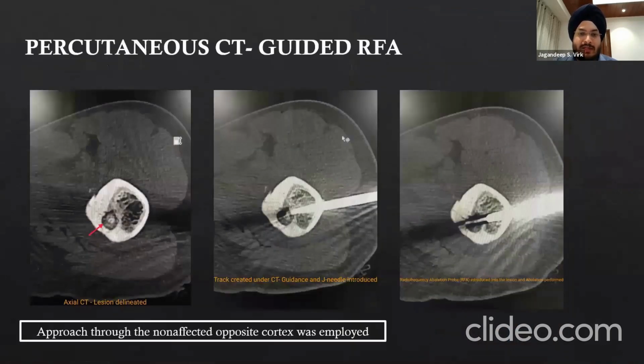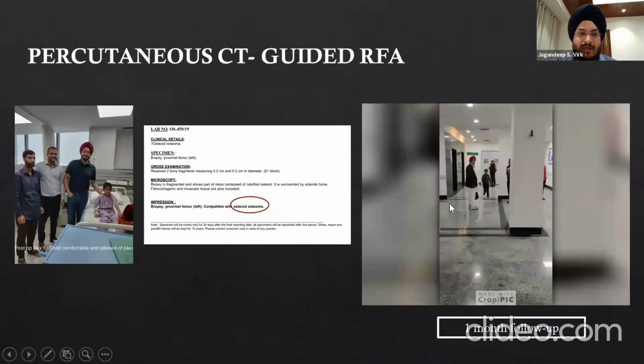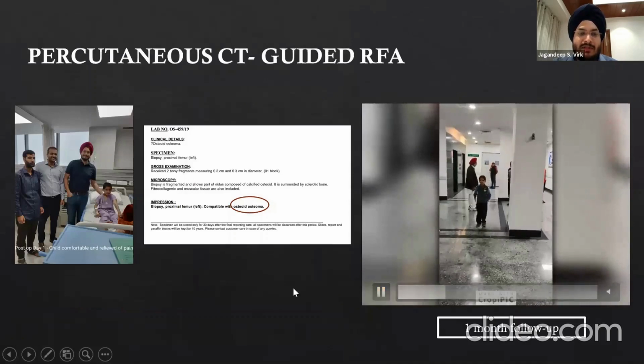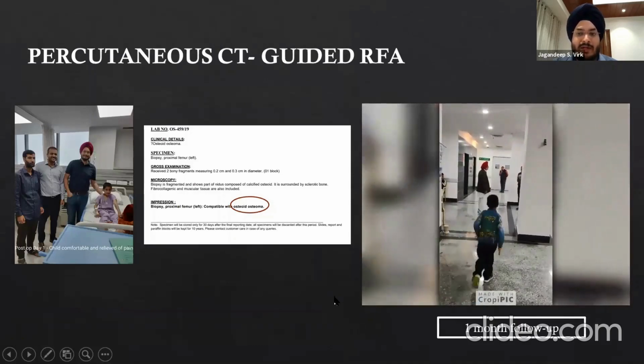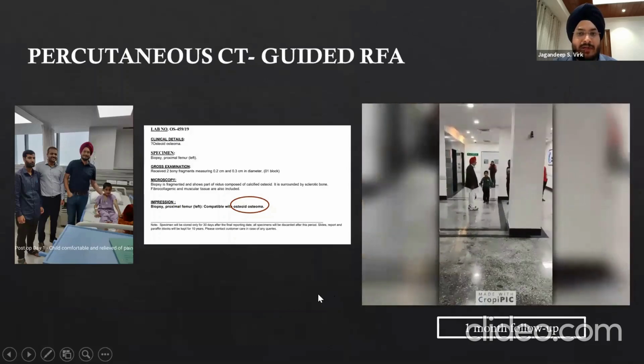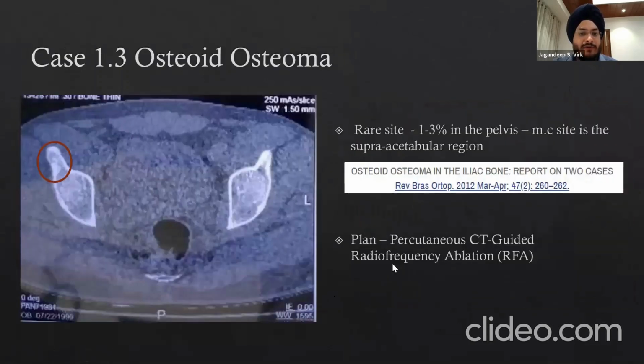We can see in the CT images that we have entered into the lesion with the RF probe into the nidus and carried out the RF ablation, and this is at 1 month. The child was not walking, and was walking with a limp before the procedure, and at 1 month, the child is totally pain-free and able to carry out all his routine activities.